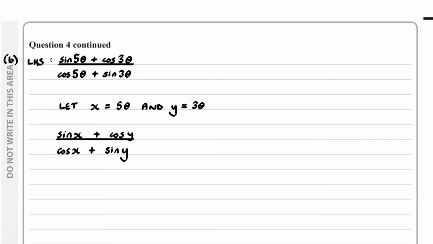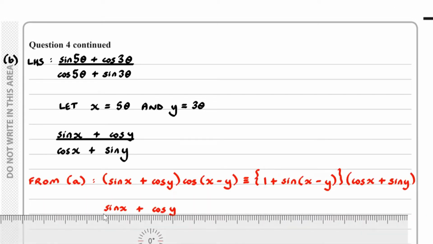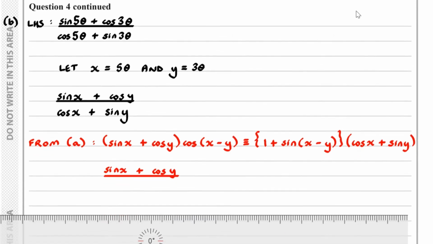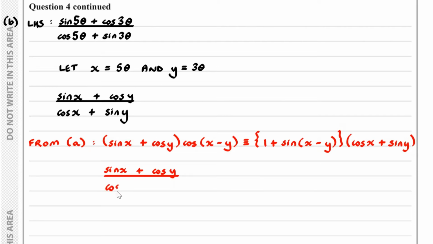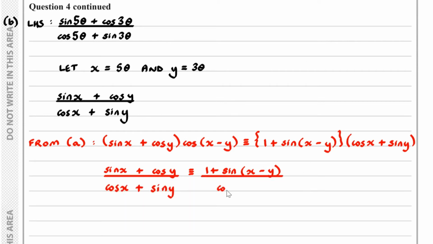So here is the result in part A, and therefore if we rearrange, we can see then that sine x plus cos y divided by cos x plus sine y, this will be equivalent to 1 plus sine of x minus y divided by cos of x minus y. And so that's what we have here.